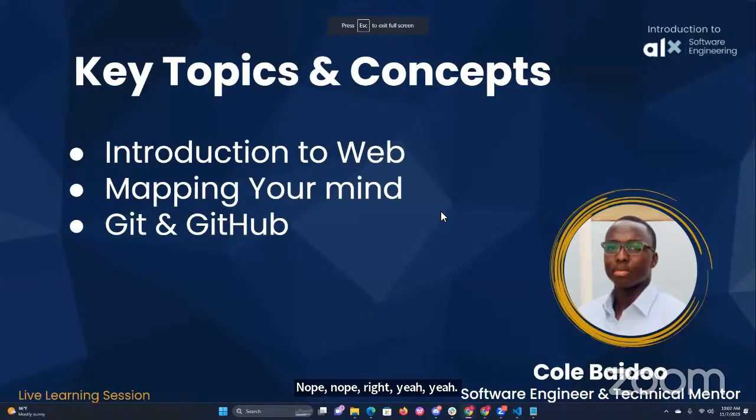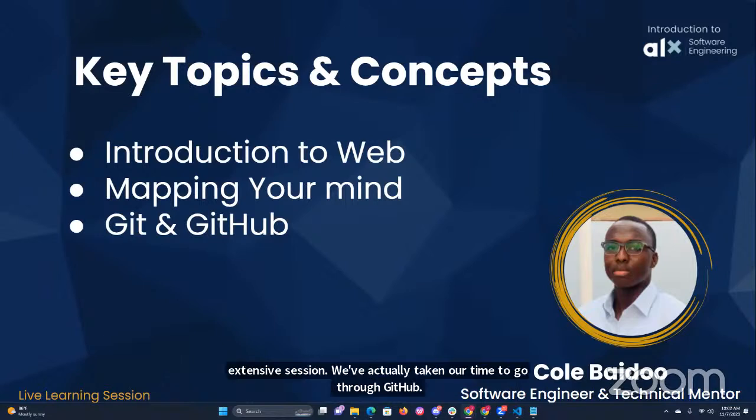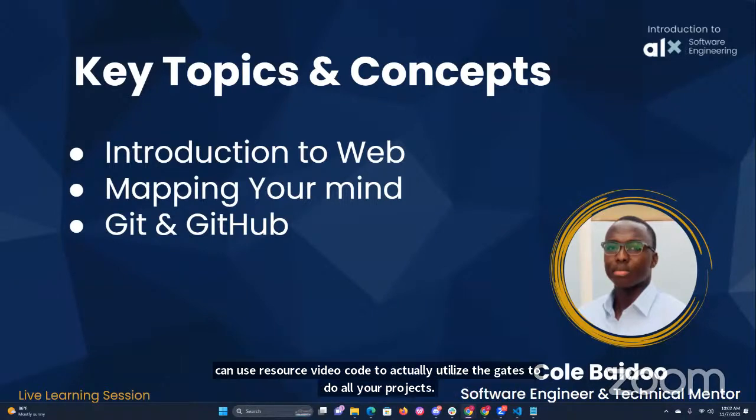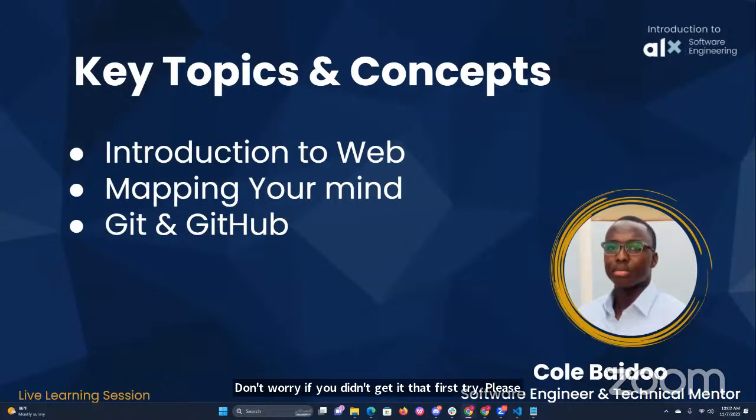So it's been an extensive session. We've taken our time to go through GitHub and how we can utilize GitHub in our projects. We've gone through the basic concepts in Git and how you can use Visual Studio Code to utilize Git to do all your projects. Don't worry if you didn't get it at the first try. Please take your time to rewatch the video again. And if you feel at any point in time I'm moving too fast, YouTube allows you to slow down the pace so that you can understand.